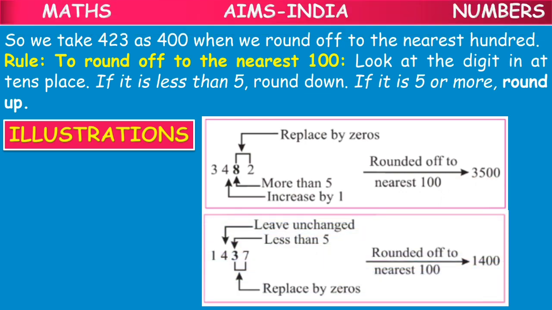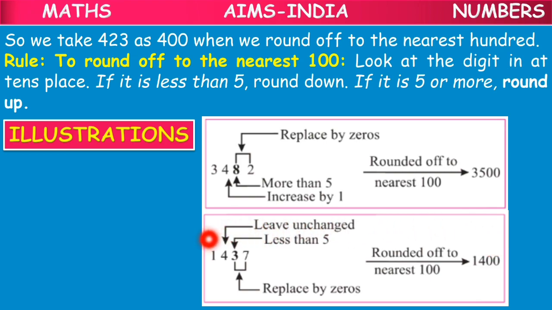Yes, students? Now, let us look at another example wherein 1437, wherein we have 3 in the tens place. Now, this 3 is less than 5. So, we'll leave the numbers on its left unchanged. We have 1 4 here, so we'll write the same 1 4 in the answer. And what to do with the tens and ones? We replace them both with zeros.